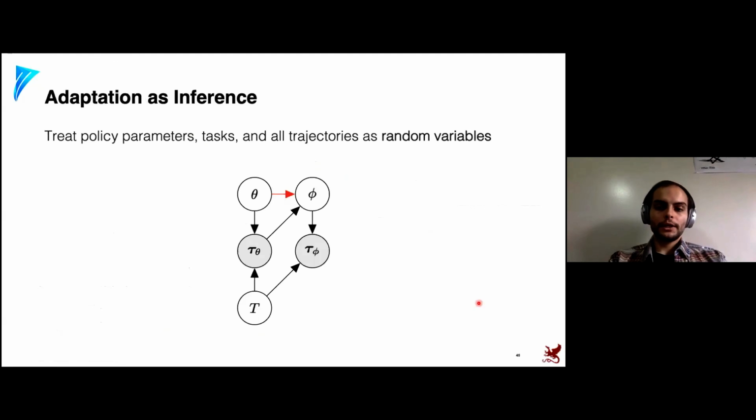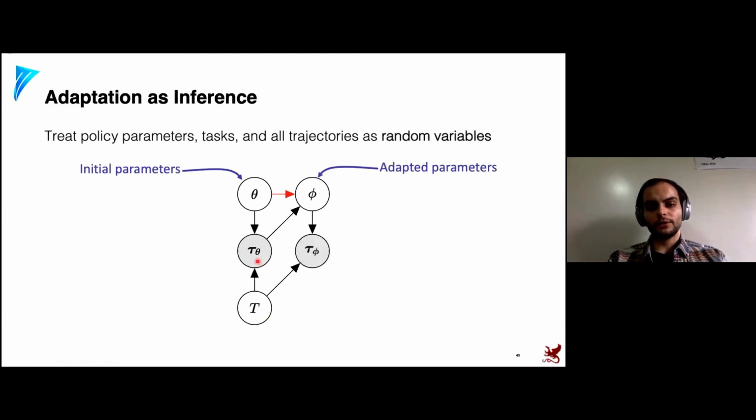What we can do further is try to look at adaptation as inference in this case. Right. So you can treat the policy parameters, the tasks that we have in the system, and all trajectories as random variables. And we'll see why this graphical model is important and interesting. So in this graphical model, again, we start with initial parameters. We have adapted parameters. Adapted parameters depend on the initially rolled out trajectories as well as the original parameters. And then the final trajectories on which we compute the loss depend on these adapted parameters, and of course the task. Basically, the task here specifies the reward function, if you will.